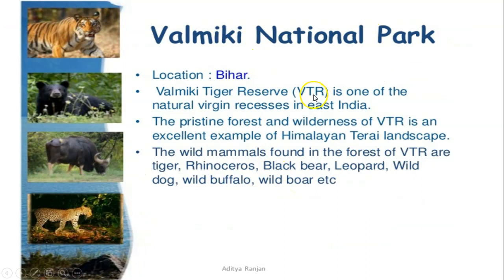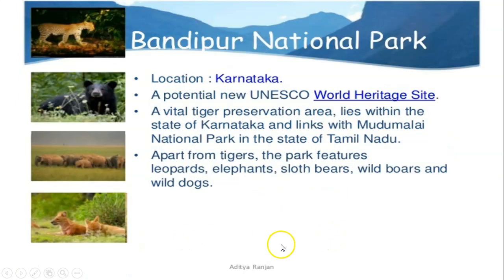Then Valmiki National Park. It is in Bihar. Valmiki Tiger Reserve is one of the natural virgin recesses in East India. Rhinoceros, black bear, leopard, wild dog, wild buffalo, wild boar: these are some animals we can see here. Bandipur National Park. It is in Karnataka, and a potential new UNESCO World Heritage Site.